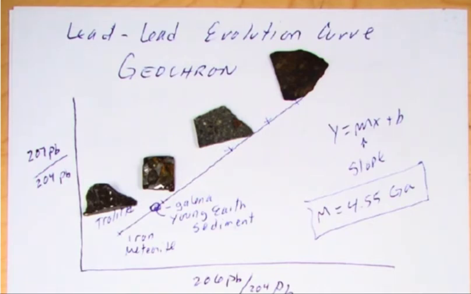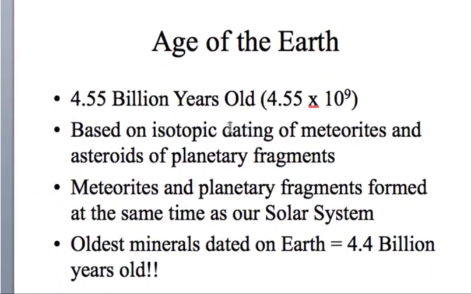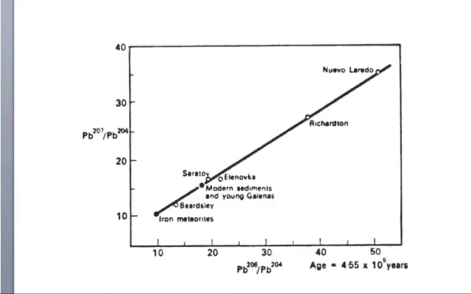And if we look at the PowerPoint here, we got this slope of the line based on isotopic dating of meteorites and asteroids, which are planetary fragments. And meteorites and planetary fragments formed at the same time as our solar system. So the age of Earth is the same age as Mars, same age as Jupiter, same age as Mercury, same age as Venus, same age. They're all, and when we do this, we get an age of about 4.55 billion years.